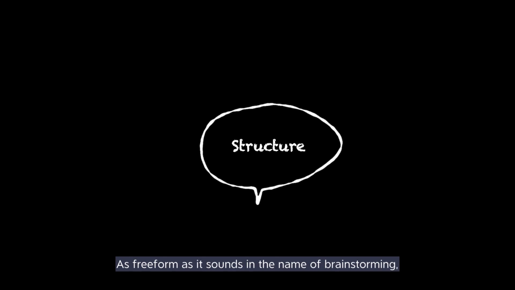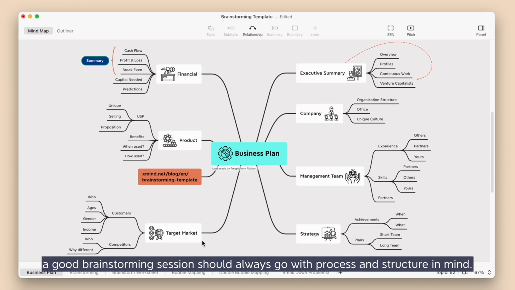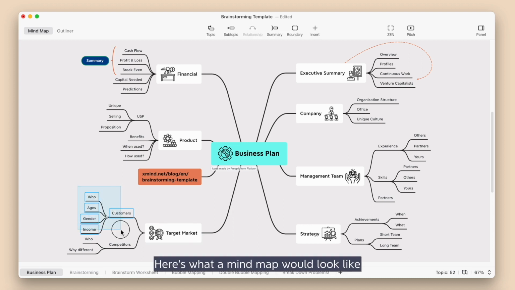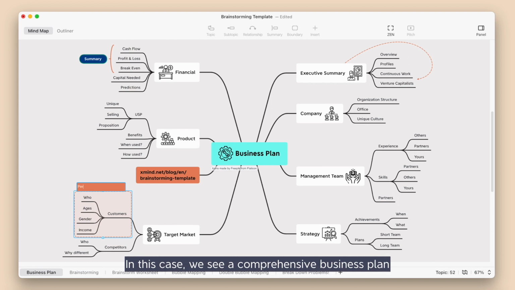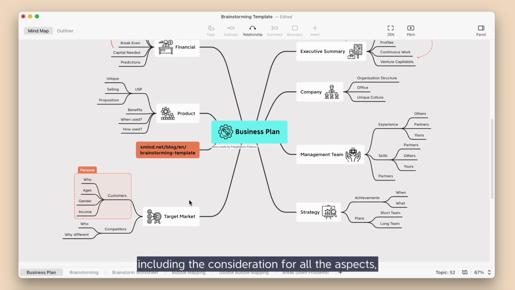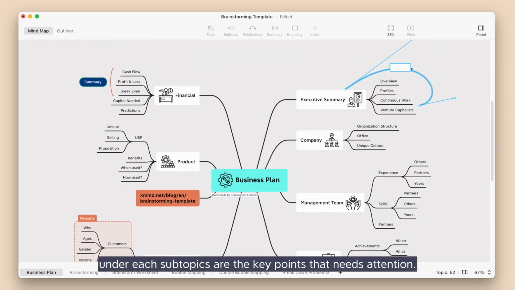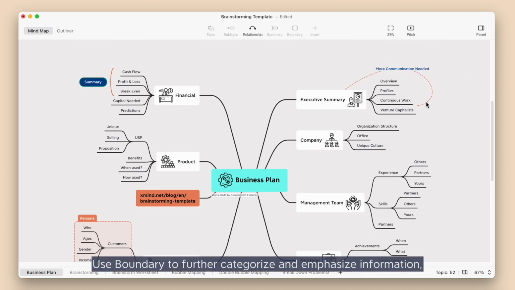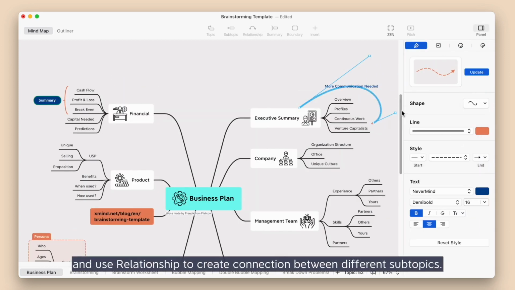As freeform as it sounds in the name of brainstorming, a good brainstorming session should always go with process and structure in mind. Here's what a mind map would look like when you brainstorm for a business plan. In this case, we see a comprehensive business plan, including the consideration for all the aspects. Under each subtopic are the key points that need attention. Use boundary to further categorize and emphasize information, and use relationship to create connection between different subtopics.